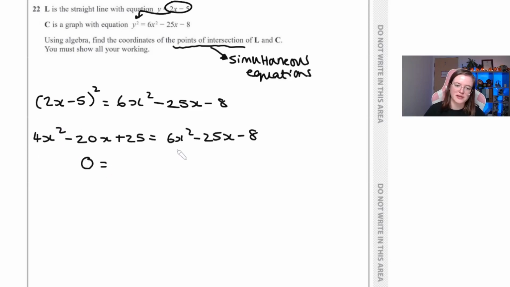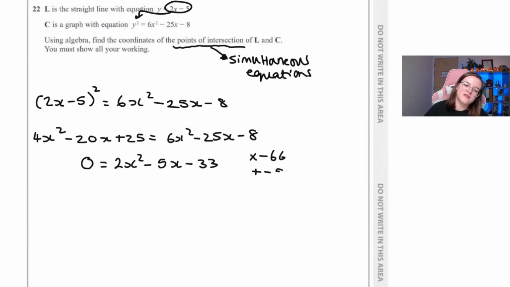If I shove all this over there, I'm going to get 6x squared minus 4x squared, which is 2x squared. And I'm going to get minus 25x plus 20x, which is minus 5x. And we're going to get minus 8 minus 25, which is minus 33. And then from here, you can factorize this if you want to. Remember, timesing to get minus 66 and adding to make minus 5. You can do that if you want to.